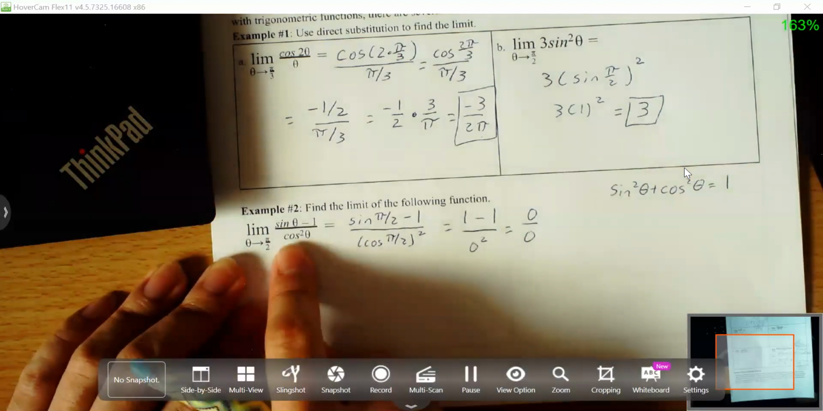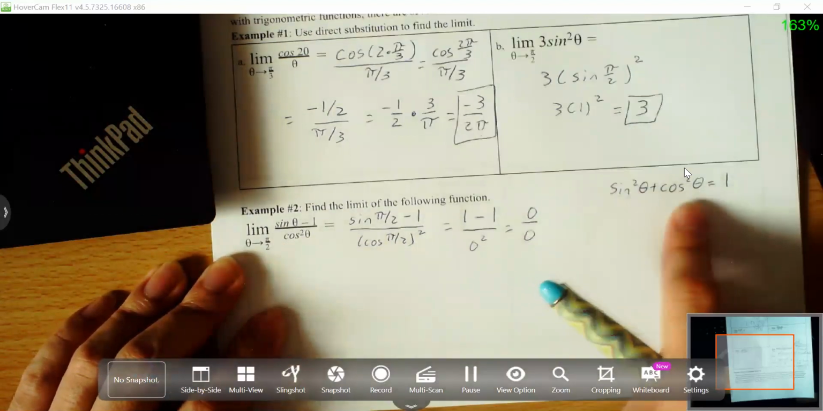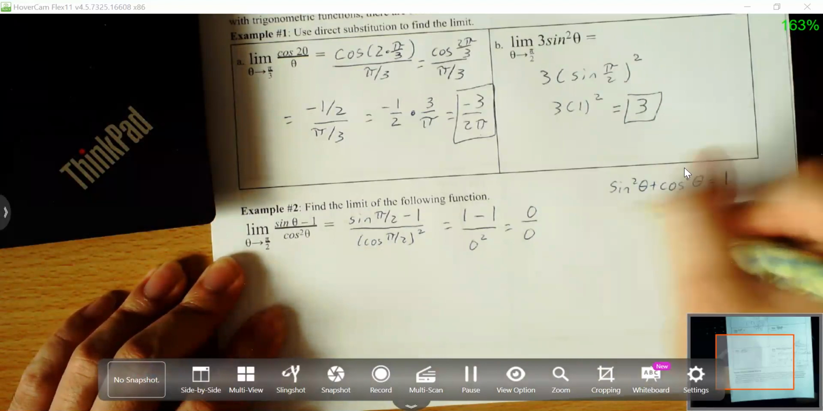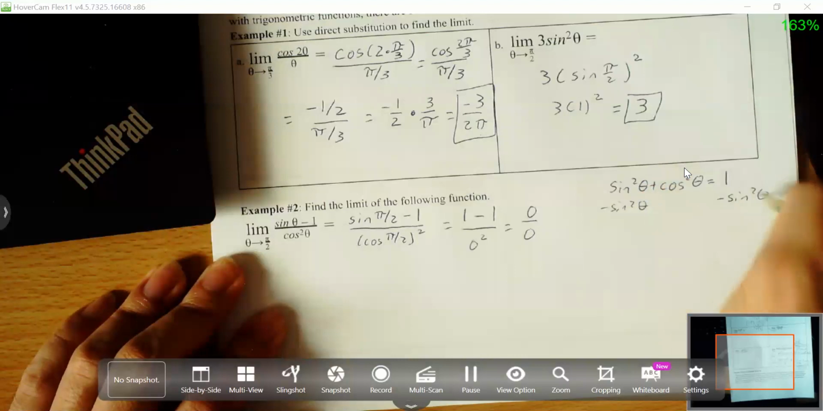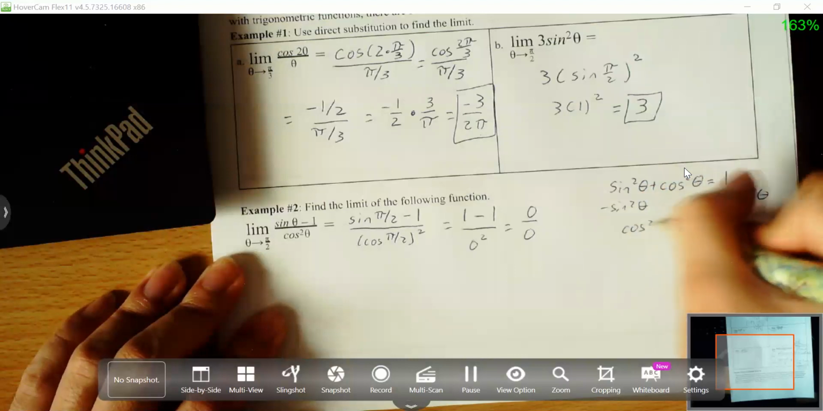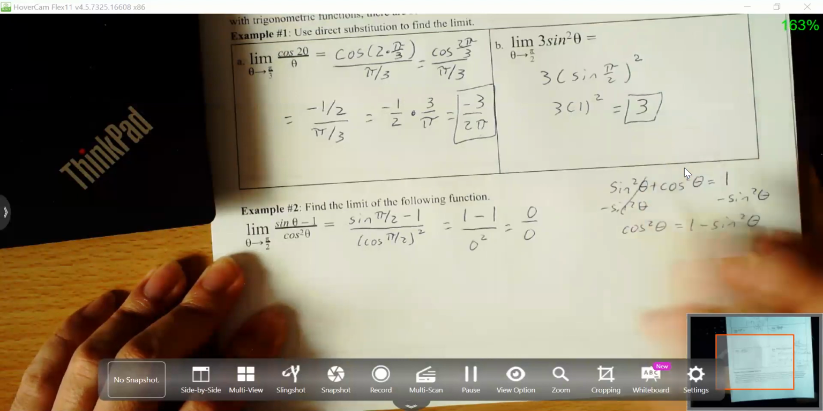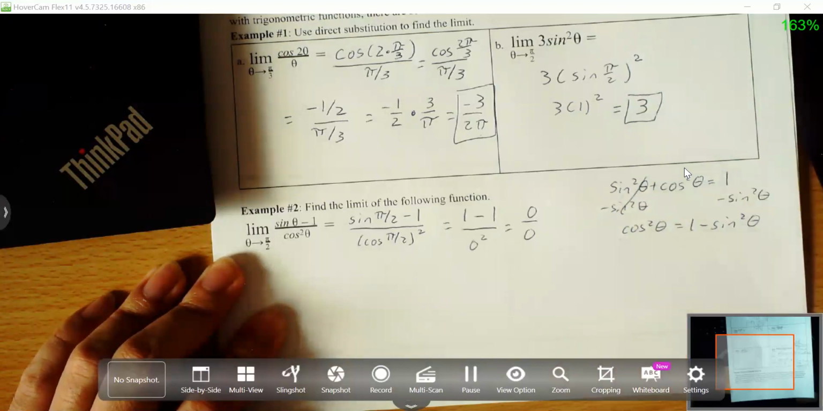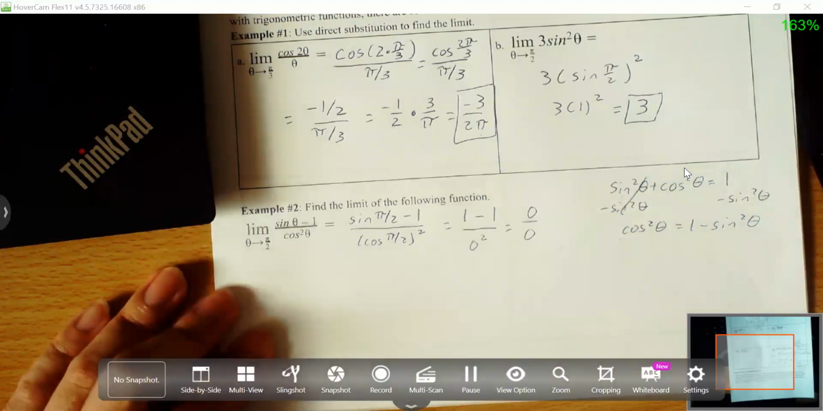Okay, and so I have cosine squared theta. If I solve this for cosine squared theta, everything's going to be in terms of sine, right? So if I subtract sine squared theta from both sides, I get that cosine squared theta is equal to 1 minus sine squared theta, right? You should be able to manipulate this to get whichever one you want. Cosine squared is always 1 minus sine squared, and sine squared is always 1 minus cosine squared. Okay, so let's see what we can do with that.